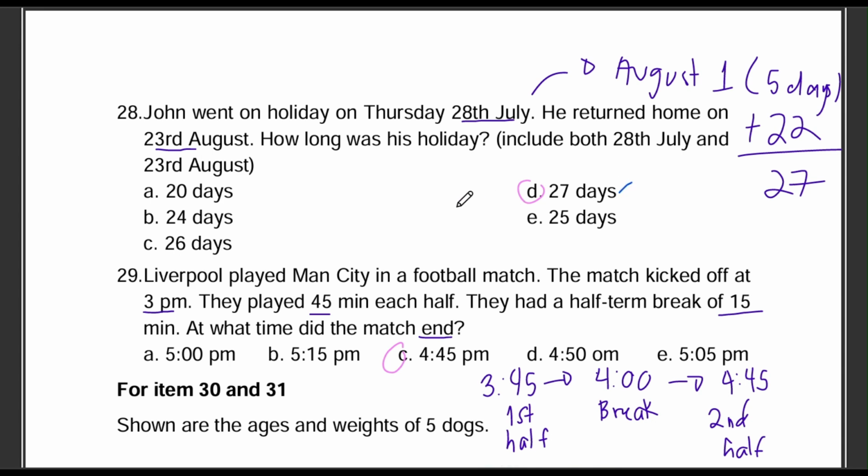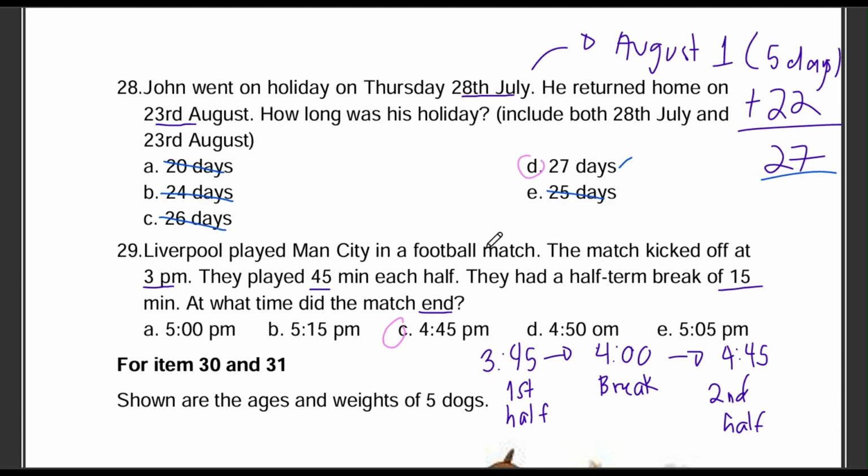27 days. Okay, let's break it down. From July 28th to July 31st, that's 4 days. Then we count all the days in August until the 23rd, which is 23 days. So we add 4 days plus 23 days, which gives us a total of 27 days. Why not the others? A, 20 days is too short. B, 24 days is too short. C, 26 days is close but too small. E, 25 days is too small.